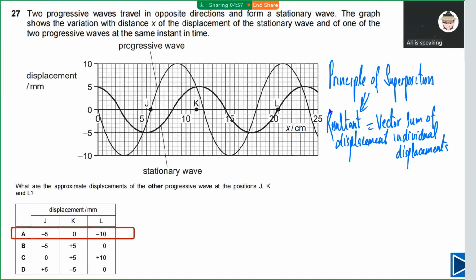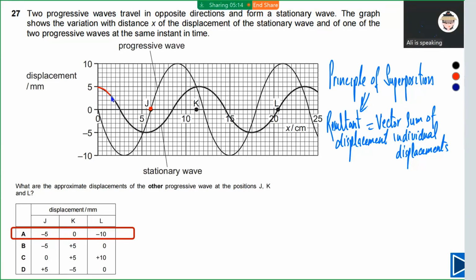The answer for this question is A. So why is this the answer? Let me explain to you why this one is the answer. If you look at point J, the first thing you need to understand is that this wave is a stationary wave. It is given to you. This one is the stationary wave.